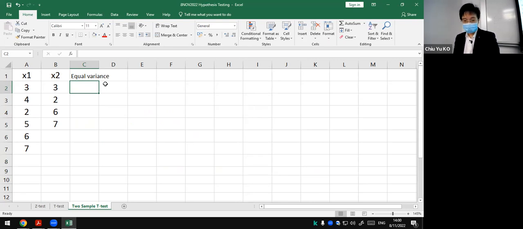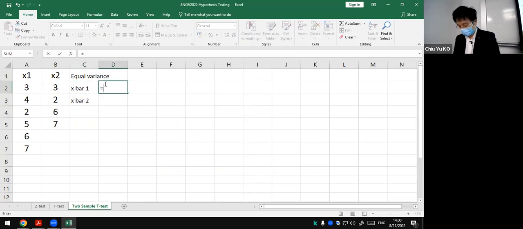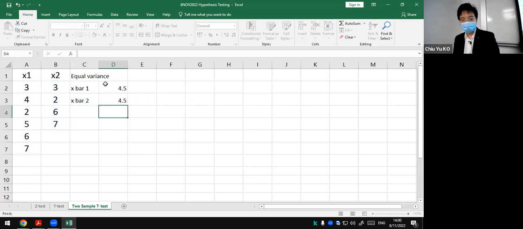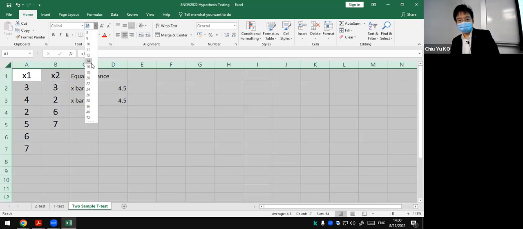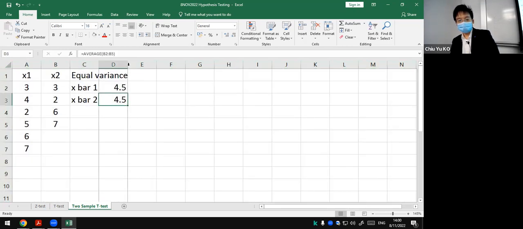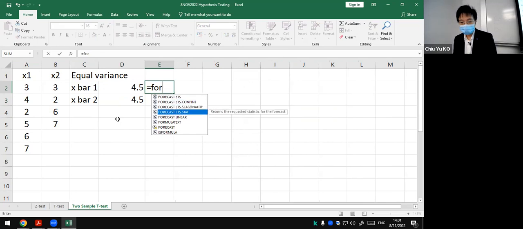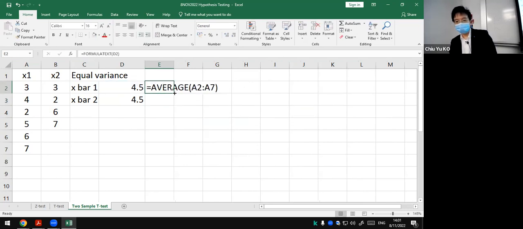Right. So the first thing is you want to calculate x bar 1, okay, and x bar 2. So which are the average of the first element and average of the second element. Right? Oh, interesting. The same. Okay. So you can also calculate. Maybe I just put the formula here. Okay. This is the average of these two.